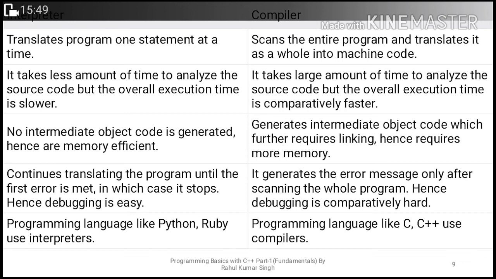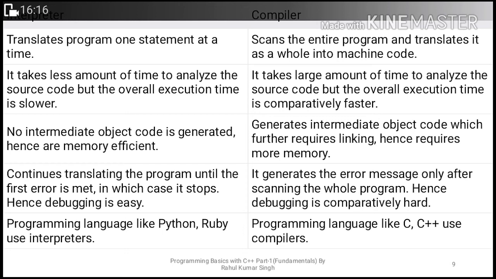Okay. Then in an interpreter, no intermediate object code is generated, hence it is memory efficient. Means if you are using some interpreter, then C++ and such are compiler based languages, while an interpreter based language like Python is there. So as you write the code and press enter, it will execute.